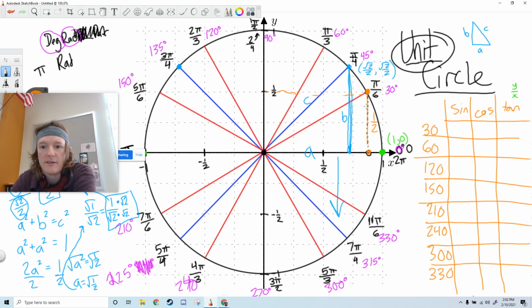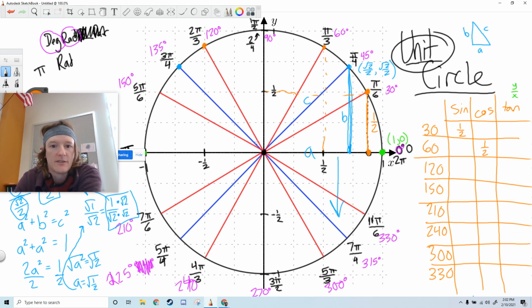So from here to here is 1/2. Because this is, again, it's 1. So it's 1/2, and that's where 30 degrees hits. It hits at 1/2 is our sine. So at 30, our sine is 1/2. Notice at 60, our cosine is 1/2. So that's 1/2. Let's do all of our 1/2s really quick.